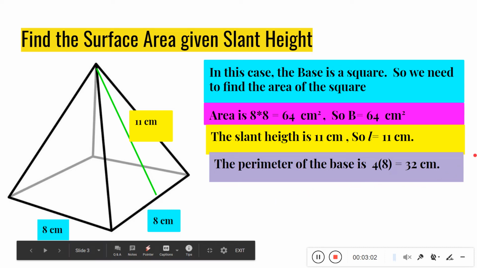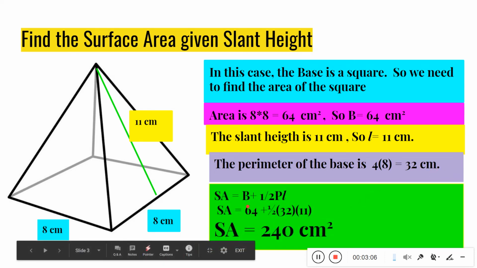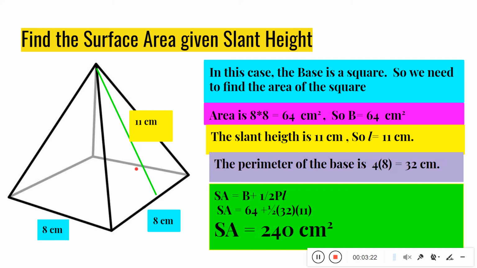Now all you simply have to do is plug this into your formula. So surface area equals area of the base, which is 64, plus 1/2 the perimeter of the base, which is 32, and the slant height, which is 11. That comes out to 240 square centimeters. So that's the area of all the surfaces.